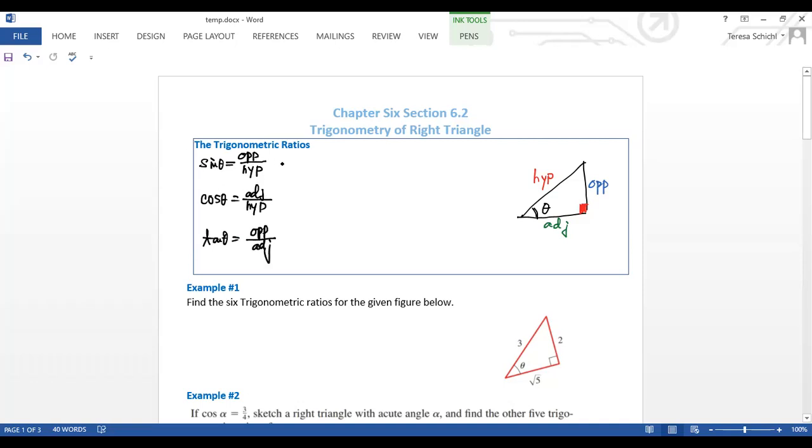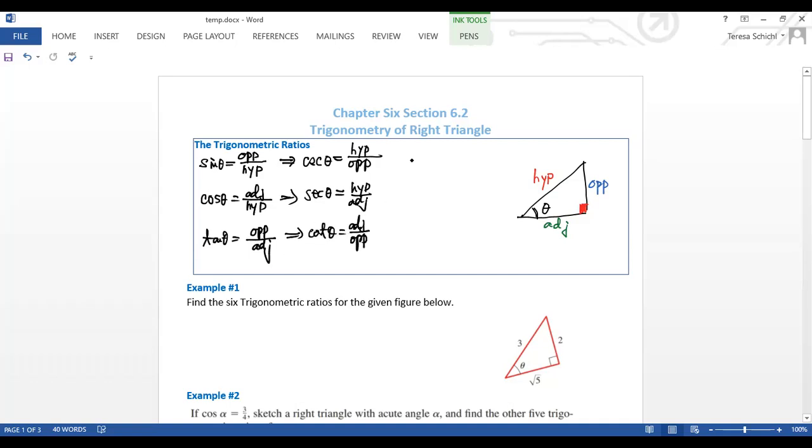After you define these three, the remaining three are pretty easy because they are just the reciprocals. The reciprocal of sine is cosecant theta, so you just flip it: the hypotenuse over the opposite. The reciprocal of cosine is secant theta, the hypotenuse over the adjacent. And cotangent theta is the adjacent over the opposite.